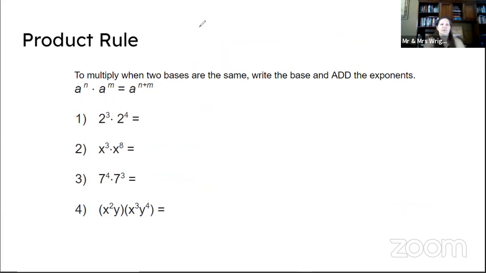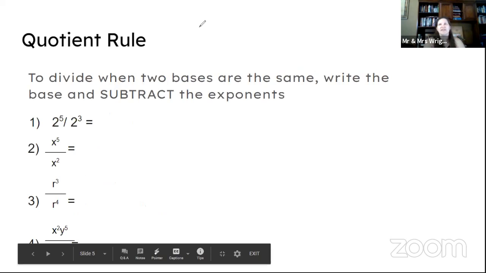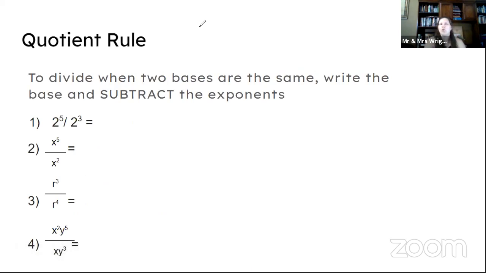That was the product rule. Now, product is the name of the answer you get when you multiply two things. Quotient is the name of the answer when you divide two things. So now we're going to look at the quotient rule. When we multiplied, we added. So what do you think we're going to do with the quotient rule when we divide? That's right. We're going to subtract.